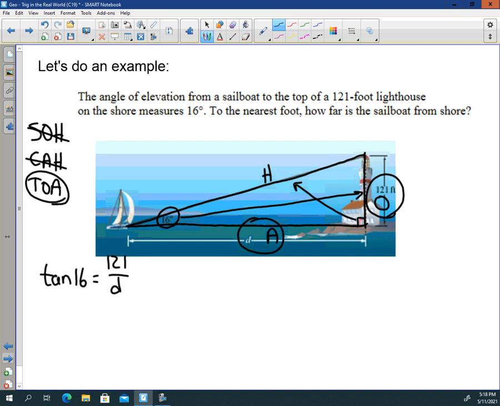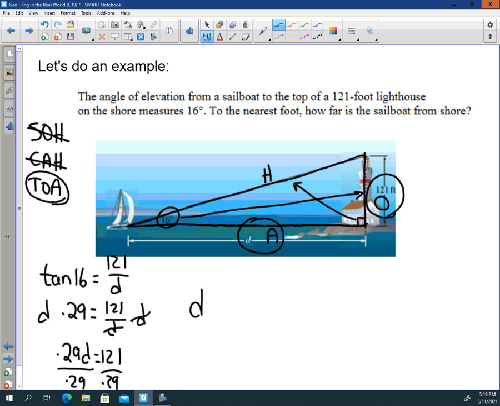So tan 16 is, again, just a number. With a computer or calculator in degree mode, you get 0.286, and so on. So let's say 0.29. You can also look it up in a trig table. So 0.29 equals 121 over d. Let's multiply both sides by d to clear that fraction. We got 0.29 d equals 121. And then we can divide both sides by 0.29.